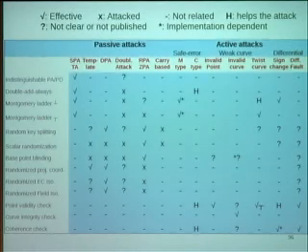Sorry, I should explain that the hook here means that this countermeasure is effective against this attack. Cross means that this countermeasure can be attacked by this attack. Question mark means we don't know or it's not published. Dash means that it's not really related. And star means it's really dependent on how you implement it. So what I want to show is that if you look at this table, we only actually understand a small part of the known attacks and countermeasures, and how to choose the countermeasures to make a secure implementation is still not quite clear.